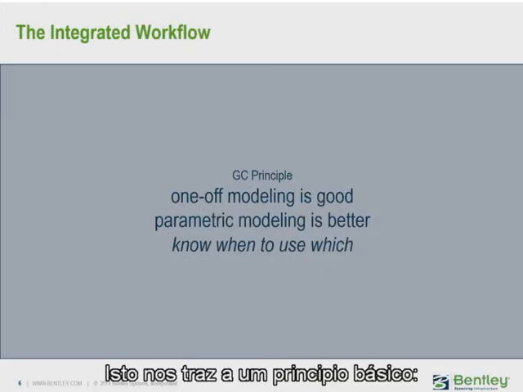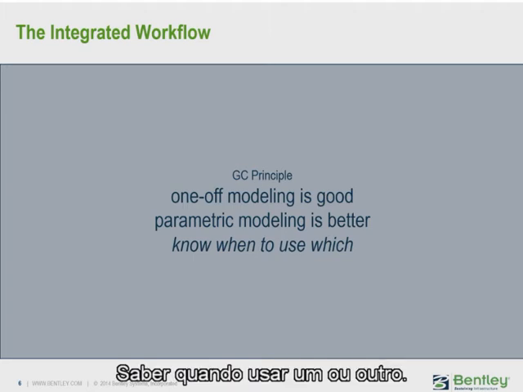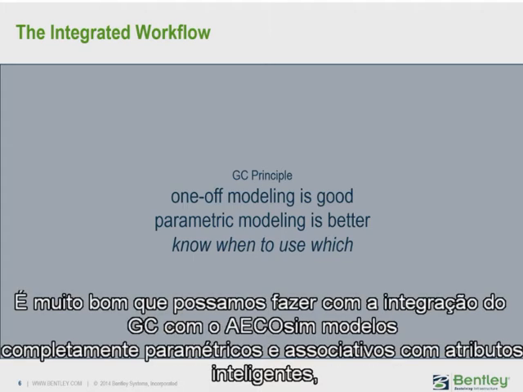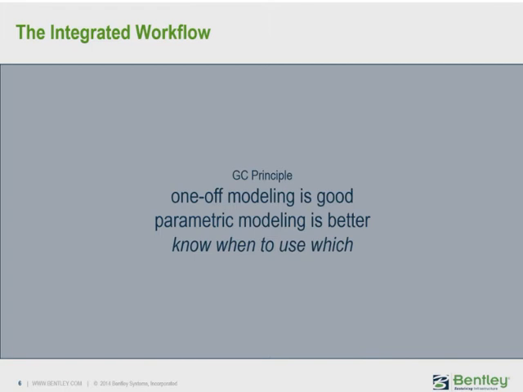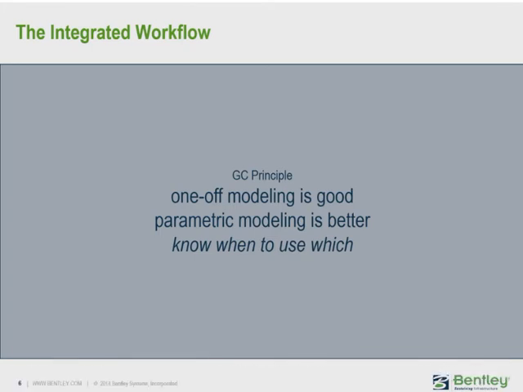That brings us to a basic principle. One-off modeling is good, parametric modeling is better, know when to use which. It is great that the integration of GC into Building Designer means that we can create fully parametric and associative models with intelligent attributes. But that doesn't always mean it is always the best solution.